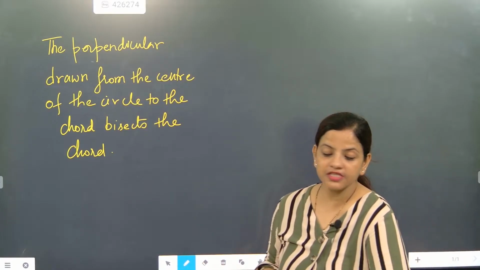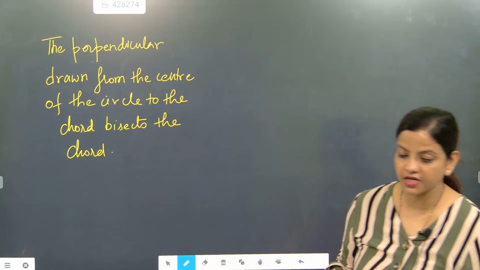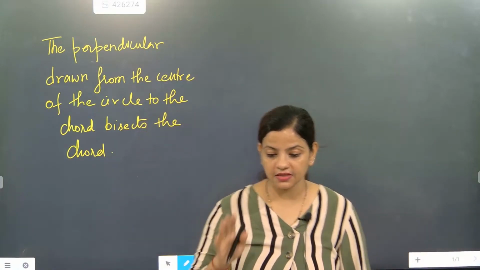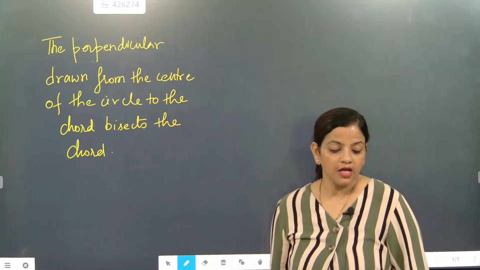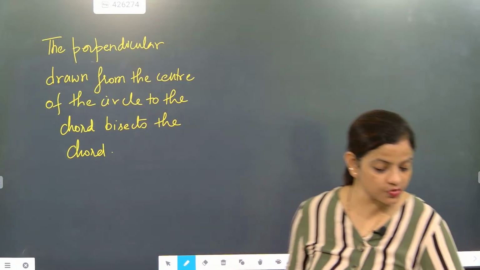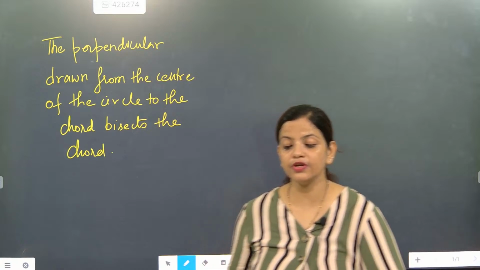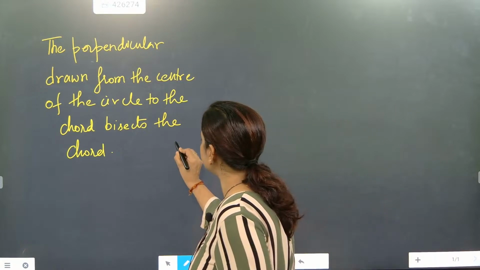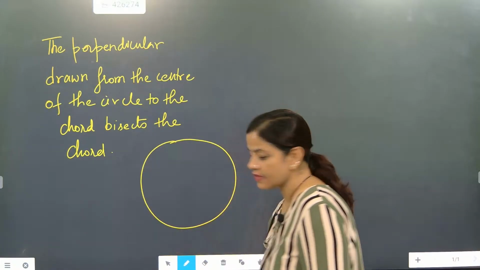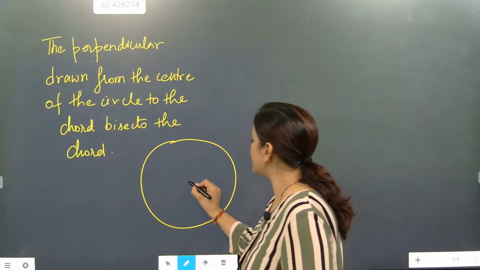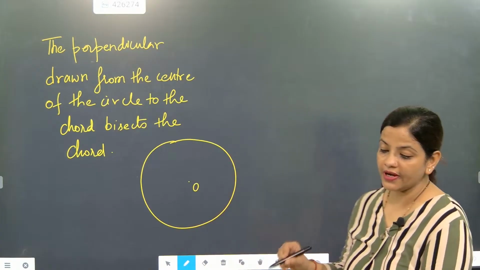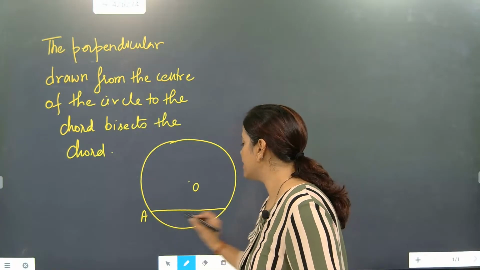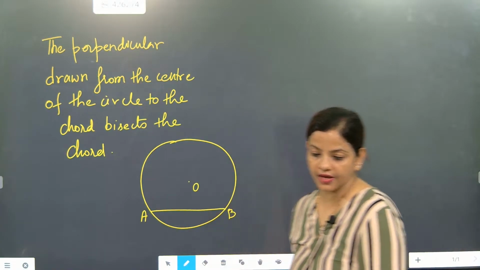Okay. So what is the concept? Come here, Kanishk, study from here, beta. The perpendicular drawn from the center of the circle to the chord bisects the chord. How are we going to prove this? First, we are going to draw the perpendicular from the center of the circle to the chord. So this is the circle, and in this circle, this will become the center. This is our chord AB.